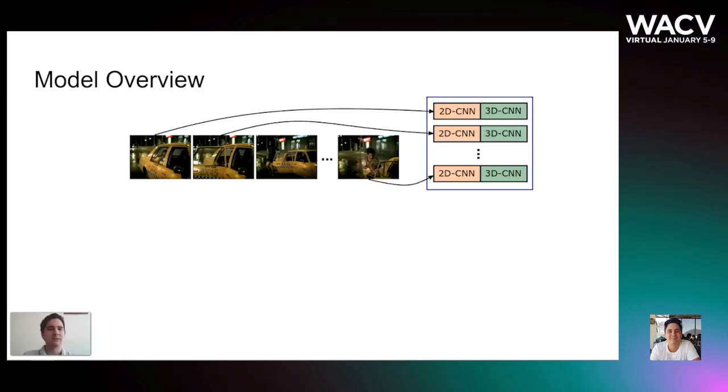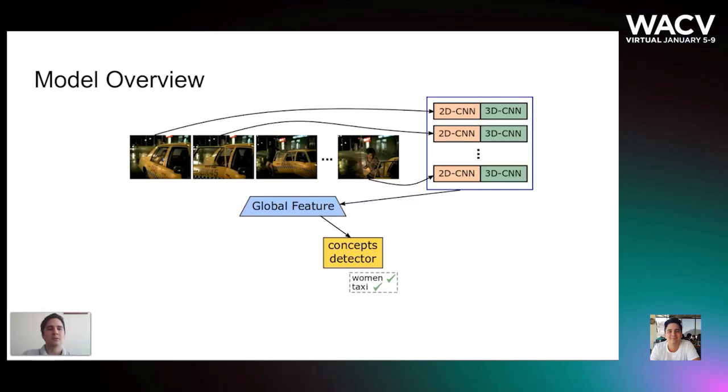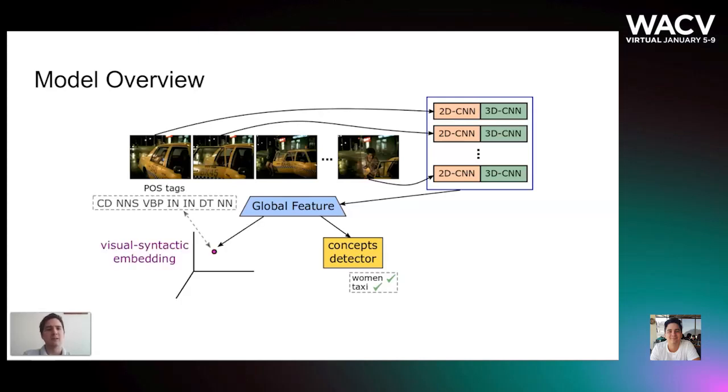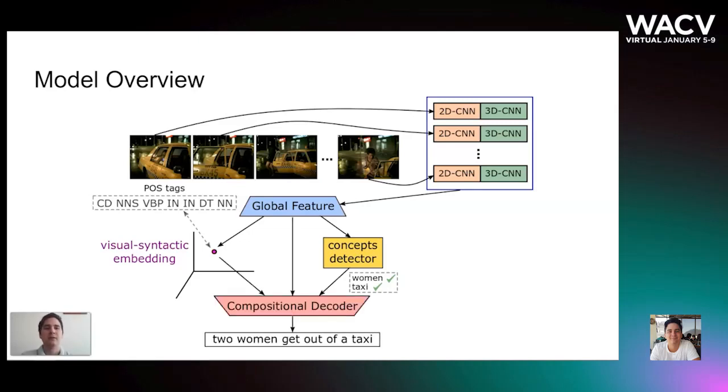The first stage consists of extracting 2D CNN and 3D CNN feature vectors. Then, these features are concatenated and averaged to produce a global representation of the video. The second stage in our encoder consists of producing a semantic representation of the video by using a standard multiclass classifier that gives probabilities of possible keywords that are relevant to describe the video. And the third stage in our encoder produces what we call the visual-syntactic embedding. Then, given these three representations, our decoder network generates natural language descriptions combining them.